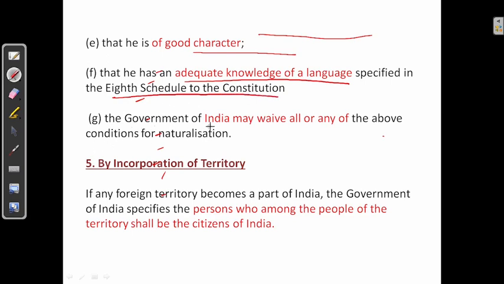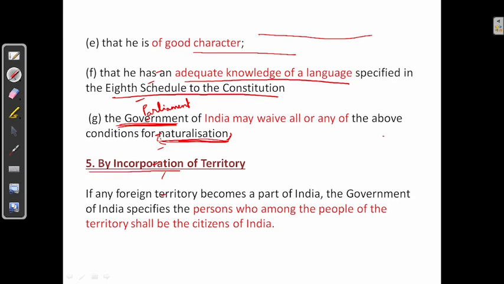Next, the government of India may waive all or any of the above conditions for naturalization. See, citizenship through naturalization is given only by the government, that is Parliament. Only Parliament has the power.